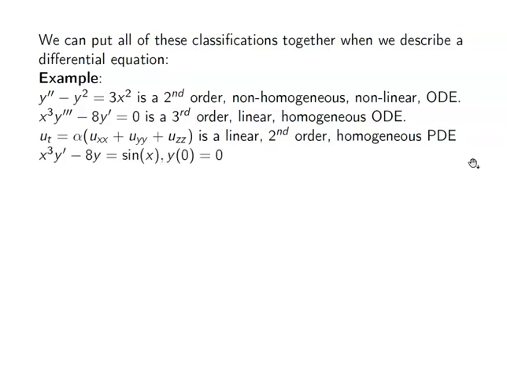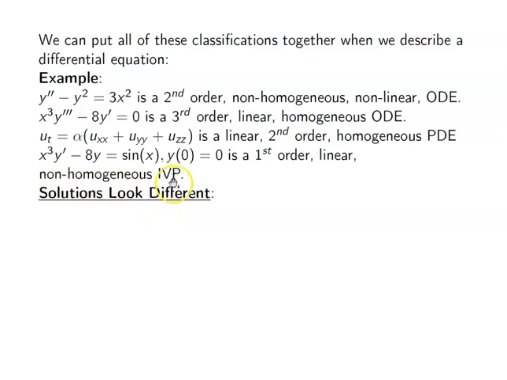Okay. So if we come back here, I should put an extra pause here. But this is our function. I have x cubed y prime minus 8y equals sine of x, and y of 0 equals 0. So this is an initial condition because the condition on the solution is at 0. It's non-homogeneous because it's equal to some function. Highest order is 1. For my y's, the highest power I see is 1. So this is a first order linear non-homogeneous initial value problem. First order linear non-homogeneous IVP.